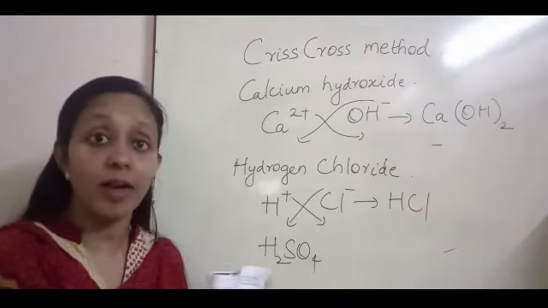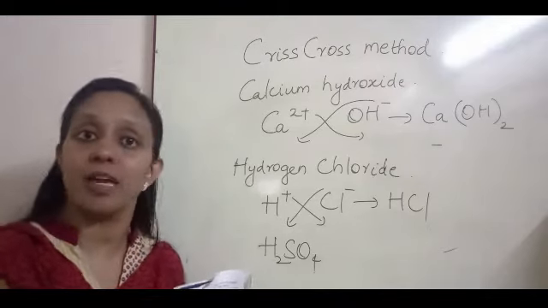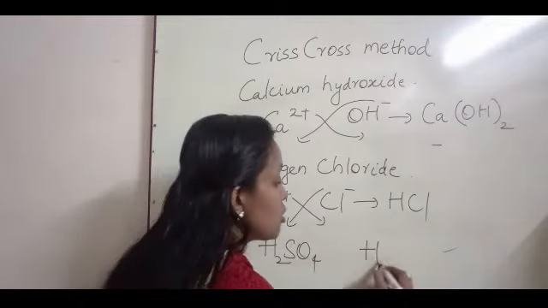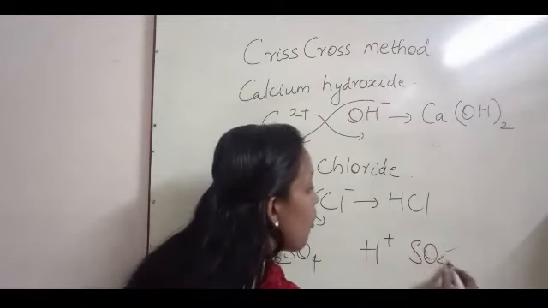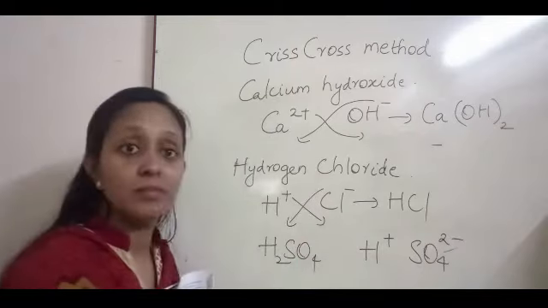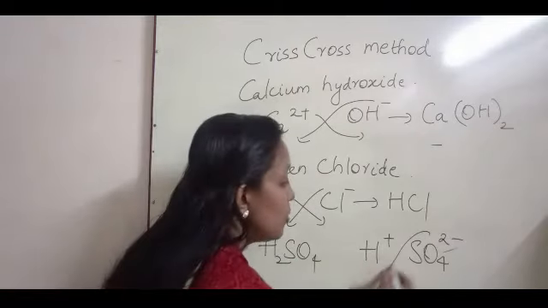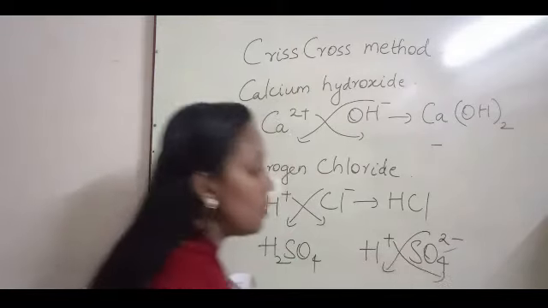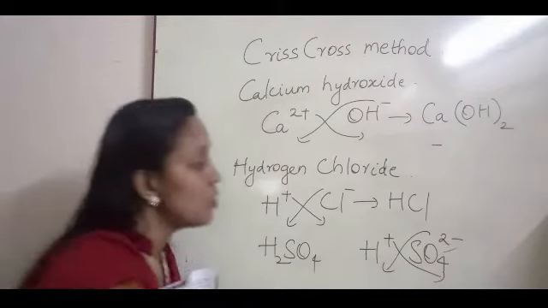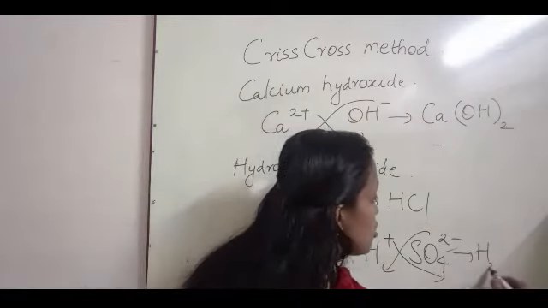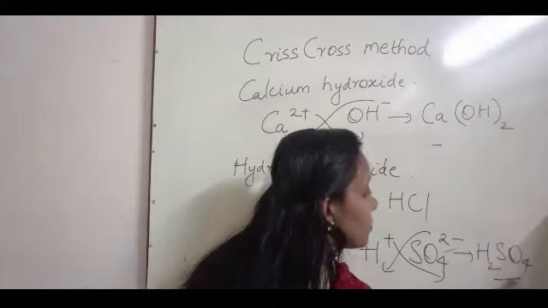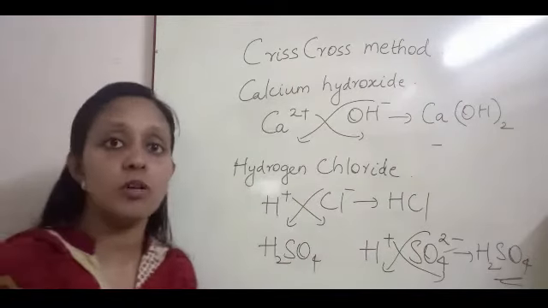Okay, you can write the formula of sulfuric acid by exchange of valency. That is H plus and SO4 2 minus. Okay children, so 2 will be given for hydrogen, number 1 will be given for SO4 group, so it becomes H2SO4. So this is also possible.